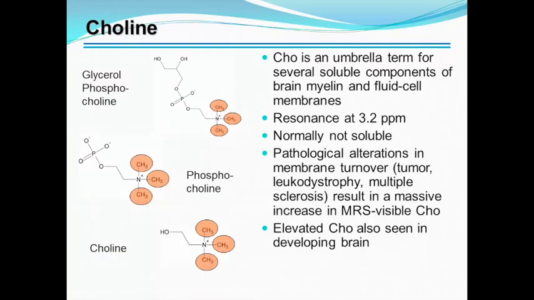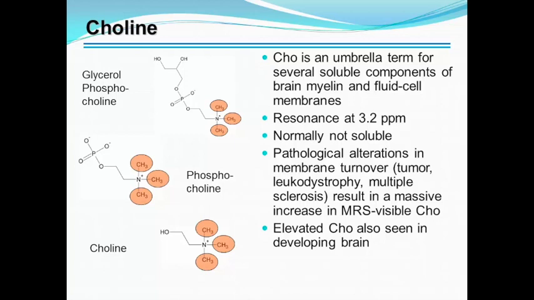So choline is an umbrella term for several soluble components of brain myelin and fluid cell membranes, including glycerol phosphocholine and free choline. And all these methyl groups give rise to peaks at 3.2 ppm. Normally they're not very soluble, but with pathological alteration in membrane turnover, so whenever you have a tumor, leukodystrophies, MS, it results in a massive increase in MR visible choline. That basically makes it a diagnostic gold mine.